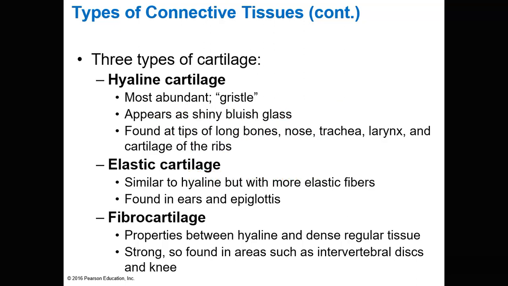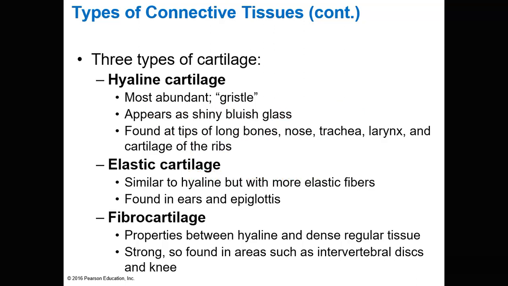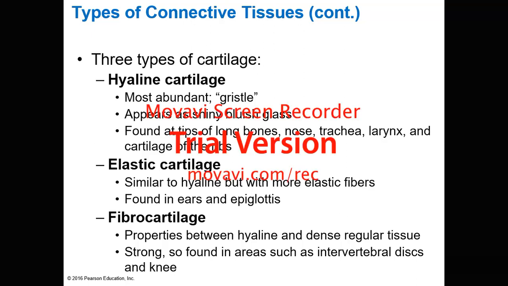And then you have elastic cartilage, similar to hyaline but with more elastic fibers, found in ears and the epiglottis. The epiglottis is what covers the opening to your windpipe, so that when you are eating or drinking, you don't choke. And then fibrocartilage has properties between hyaline and dense regular tissue. It's strong, so it's found in areas such as the intervertebral disc and knee.